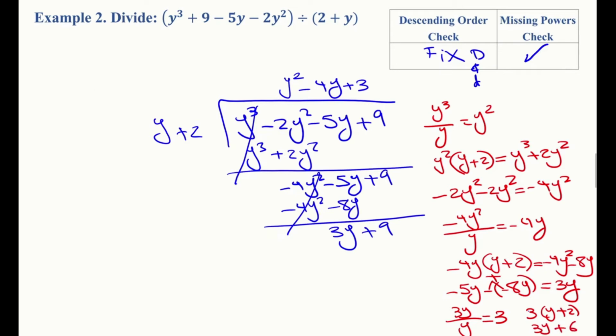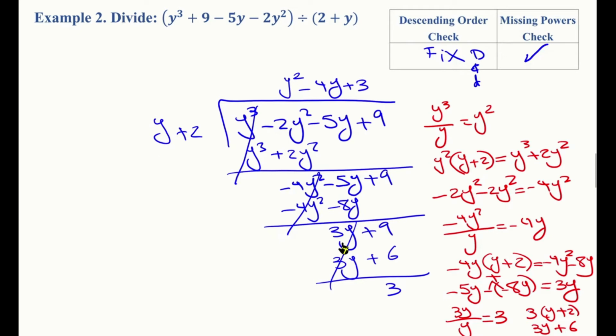So we're going to go ahead and write that here, of course, under this. And we subtract. The 3 y's cancel out. 9 minus 6 is 3. Now, the degree of this term here is 0, and the degree here is 1. That's exactly when you stop. When the degree here is strictly less than the degree of the divisor.